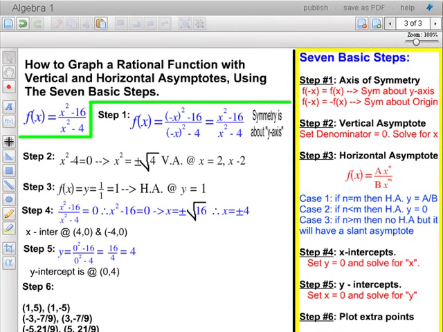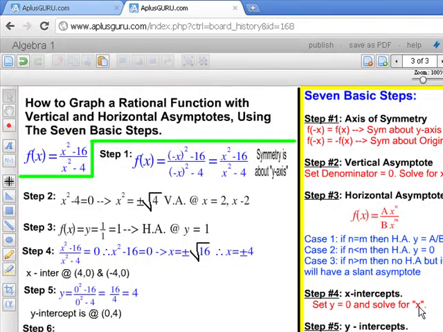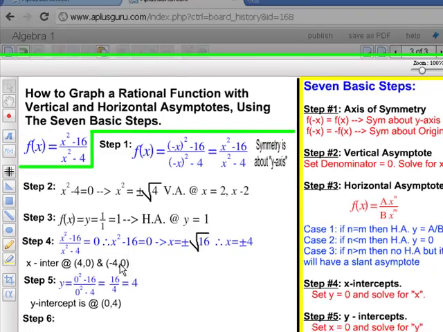Step 4 states to find the x-intercepts, where we set y equal to 0 and we solve for x. In our question here, we set y equal to 0, which is the same as f of x, and we cross multiply, so we end up getting x squared minus 16 equals 0. Therefore, we add 16 to both sides and then take the square root of 16. We arrive at x equals plus or minus 4. So our x-intercepts are at 4 comma 0 because we plugged in 0 for y, and negative 4 comma 0, again because we plugged in 0 for y.